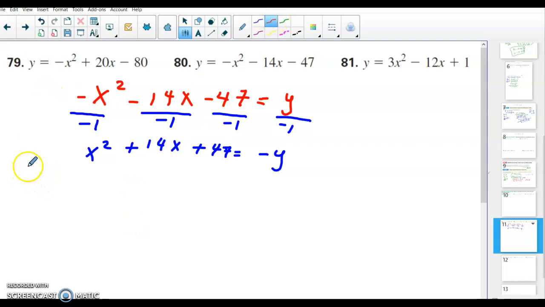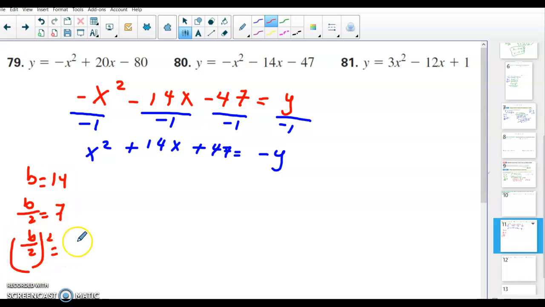So I'm going to come over here and I'm going to list my b. b is 14. b over 2 is half of that, which is 7. And b over 2 squared is if I square 7, I get 49. So the only problem is I have a 47 here. So I can't have that. So I'm going to do x squared plus 14x.